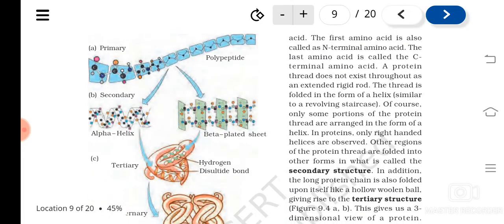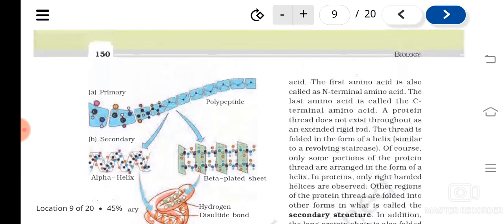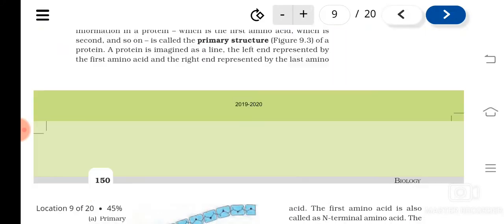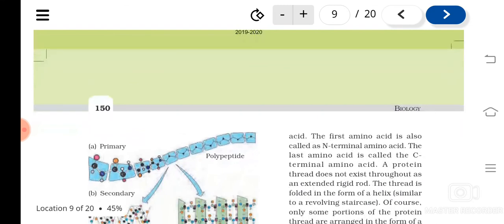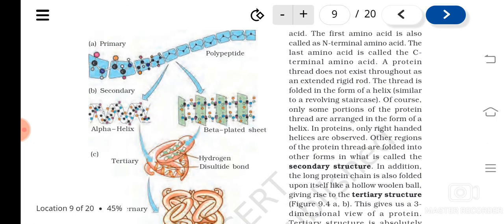So what I explained today is the structure of proteins. What are the different structures of proteins? Primary structure explains the number and the sequence of amino acids. And I told you the left end represents the first amino acid and the right end indicates the last amino acid. The first amino acid is known as the N-terminal and the last amino acid is known as the C-terminal amino acid.